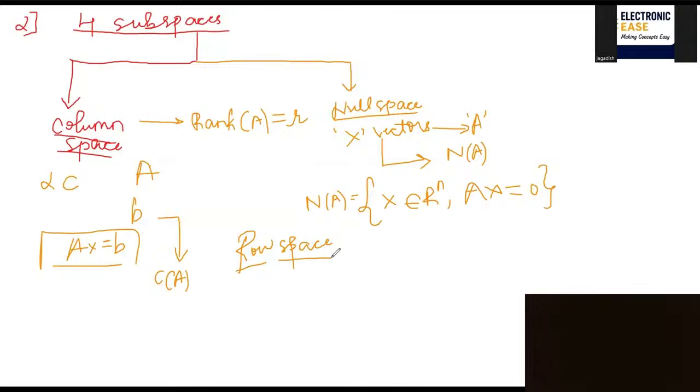Okay, the next one will be the row space. The rank of the null space is denoted by n minus r, students. Rank of null space is n minus r. So the next one is row space. Row space, write down the definition.